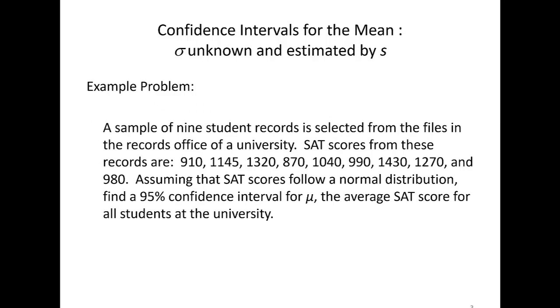We have a sample of 9 student records, and these are SAT scores, and here they are: 9, 10, 11, 45, and so forth. If we assume that the SAT scores follow a normal distribution, we can find a 95% confidence interval for mu, or the average SAT score for all students at the university. Based on this data, we see that there are 9 observations, and just plugging into a calculator we get x bar is 1106.11, and the sample standard deviation S is 195.89.